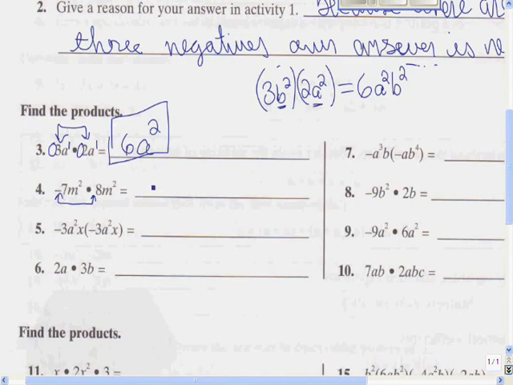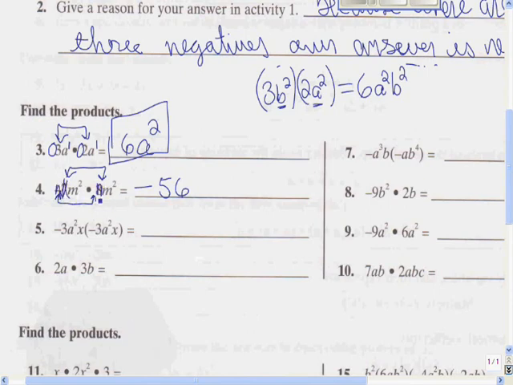Now, with this next term, our signs are different. So what's our sign of the answer going to be? It's going to be negative, because when the signs are different, our answer is negative. And now that we know the sign, let's go to the number. What's 7 times 8? I'll give you a minute to think about that. 7 times 8 is 56. Okay, so we've got our signs, we've got our number.